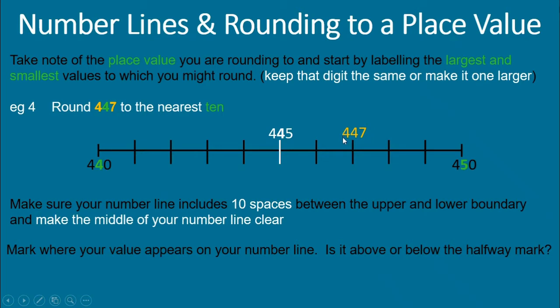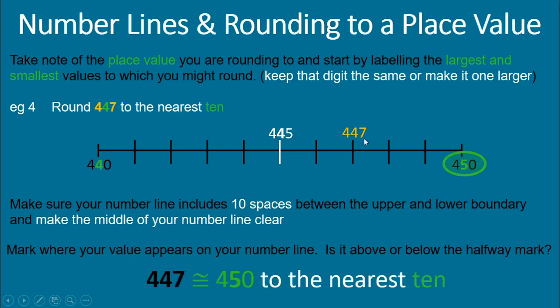which means that when I round the number 447 to the nearest 10, it's either going to round to 440 or 450, and I can clearly see it's closer to 450. So that's my answer. 447 rounded is approximately 450 to the nearest 10. Remember to use this symbol, and to be really clear, let's write what place value we've rounded to.